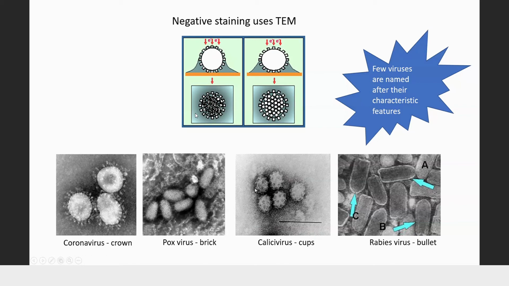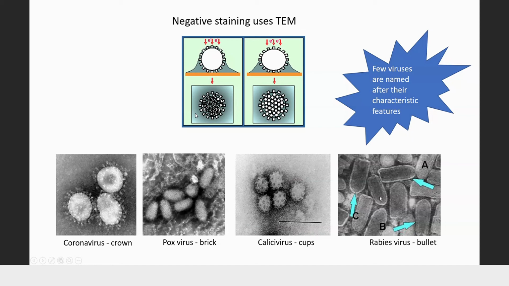And this is another virus. Can you see, this is calicivirus, and there are a lot of dented areas here, like cups. Okay, that's why in Latin, calici means cups. So calicivirus refers to the virus morphology with a lot of depressions or cups, and that is how the virus got its name.